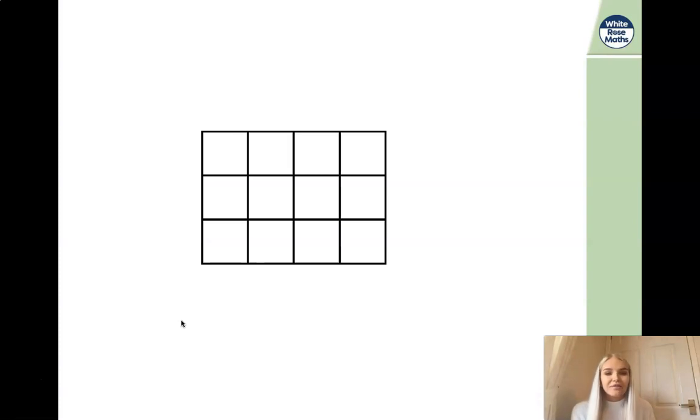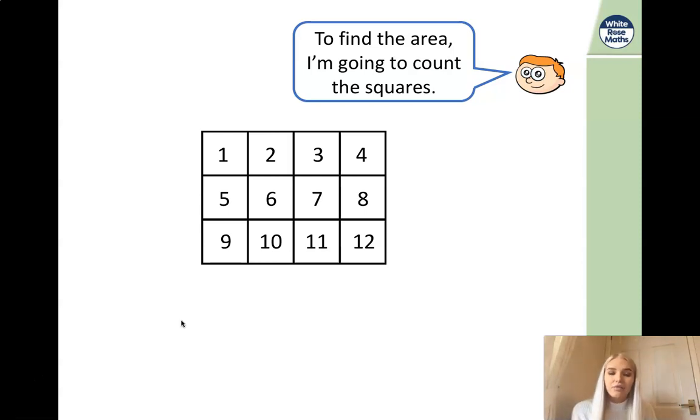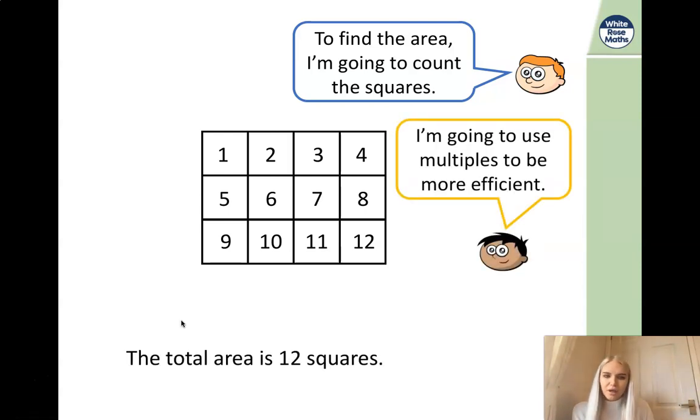Okay, so here we have the same rectangle as we had earlier. Now, this little boy here says, to find the area, I'm going to count the squares, just like we have been doing today. So he can count the squares and he can see that there is an area of 12, and he's absolutely right. But another person comes along and they say that I'm going to use my multiples, my times tables, to be more efficient and quicker at working out the area. And that's correct too. So let's see how we can use our knowledge of multiples to work out the area.